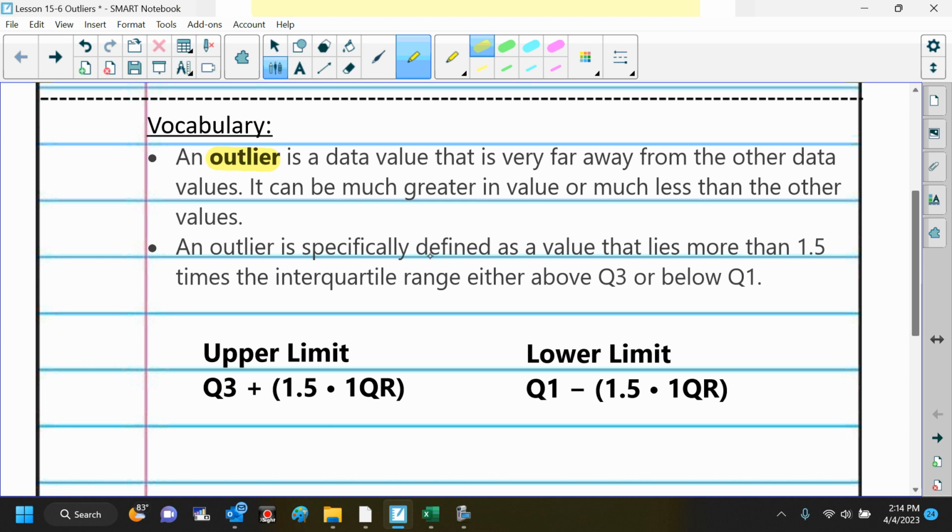An outlier is specifically defined as a value that lies more than 1.5 times the interquartile range, either above the third quartile or below the first quartile. So if it's above, we're going to add. That's going to give us the upper limit. If it's below, then we're going to subtract from the first quartile. And I'll show you how to do these formulas coming up.